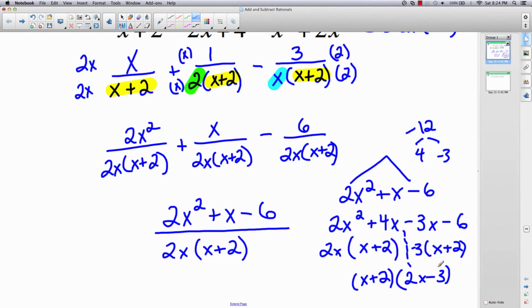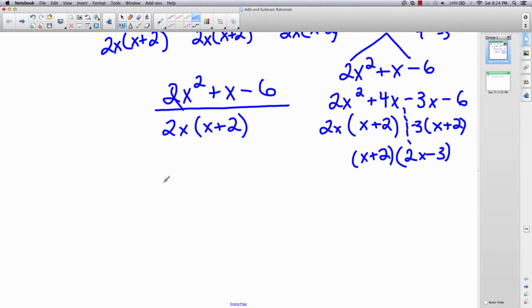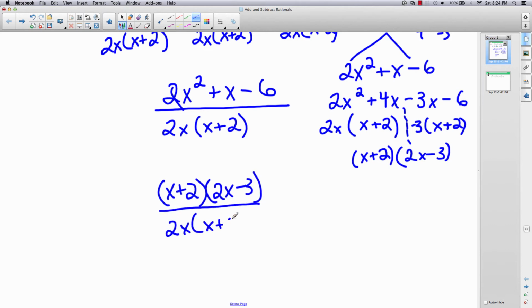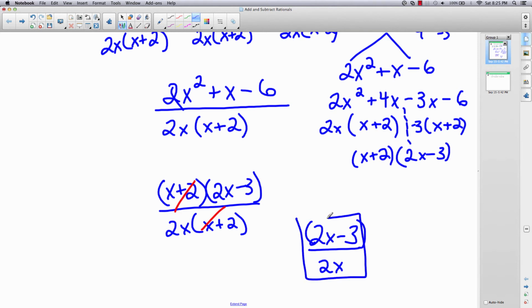Okay. So now we can see if anything reduces. So we had x plus 2, 2x minus 3, divided by 2x, x plus 2. And we can see that the x plus 2's reduce, and we are left with 2x minus 3 divided by 2x, and that would be your final answer. Remember, you can't reduce these two x's. This is an all or nothing deal. They're together. So this here is our final answer.